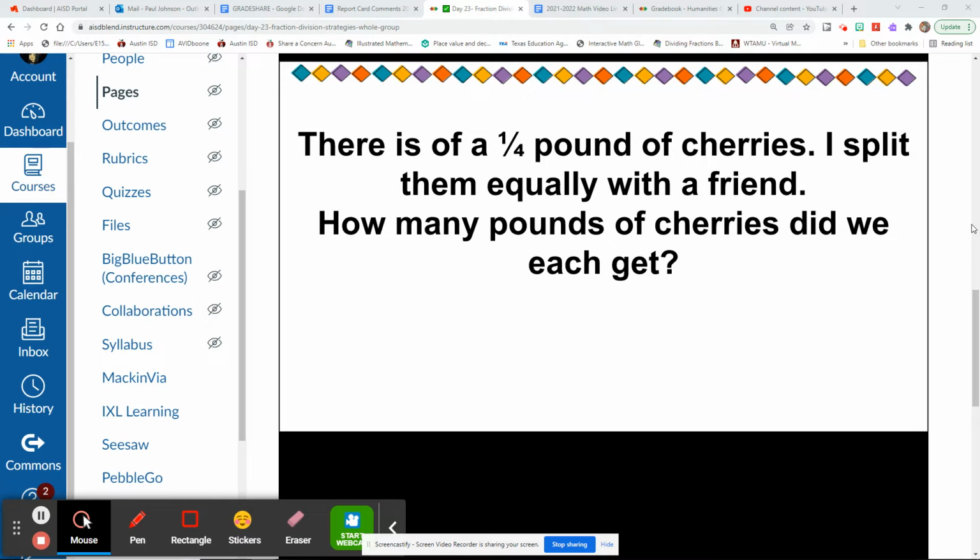Welcome back. All right, so there is 1/4 pound of cherries. I split them equally with a friend. How many pounds of cherries did we each get? So I split them equally with a friend.